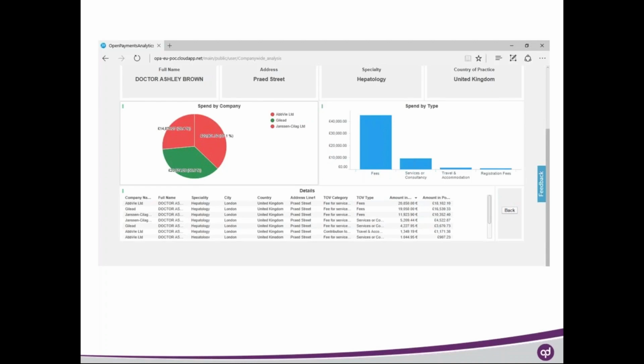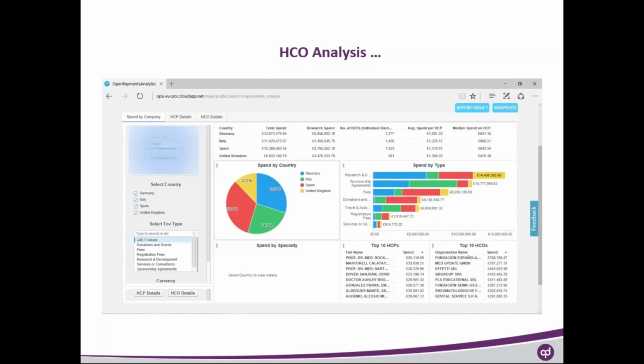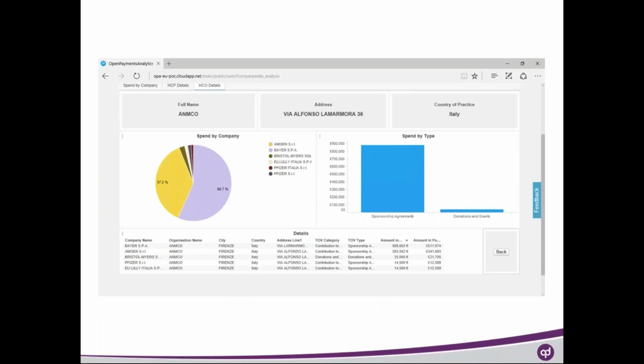The nature of payments range from fees, service or consultancy, travel and accommodation, and registration fee. And I have the ability to go down to individual level transactions to look at the date, the amount, and that type of detail, and the location. And again, I have similar analysis available to me around HCOs. And when I take the same view, look at the top 10 HCOs and select one of the top 10s and go in to look at the details, I find that NMCO has been engaged by several manufacturers, and the main nature of spend has been sponsorship agreements, donations and grants, and then I have access to individual level transactions.